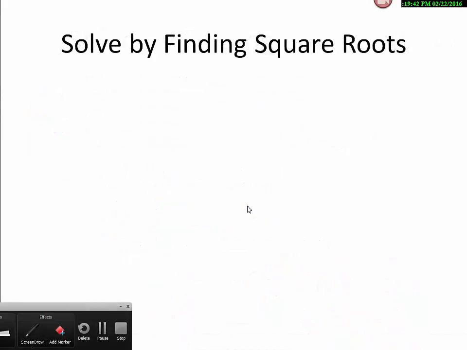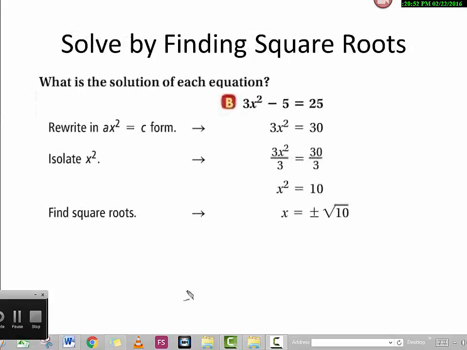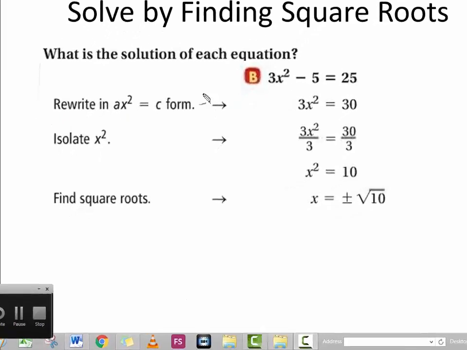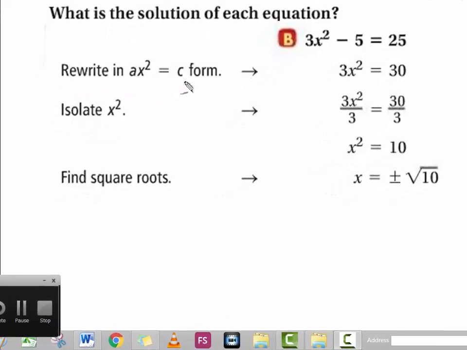Here's the second example. We are basically doing the same thing. The first step is to rewrite it into ax squared equals c form. So in this case, we know a is 3, and c is negative 5 and 25. So we're going to add 5 on both sides, which gives you 30 for the c value, and this one's gone, so we have 3x squared equals 30. Now we isolate x squared by dividing by 3 on both sides. So you end up getting x squared equals 10.